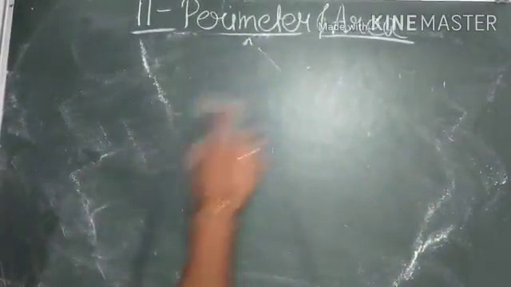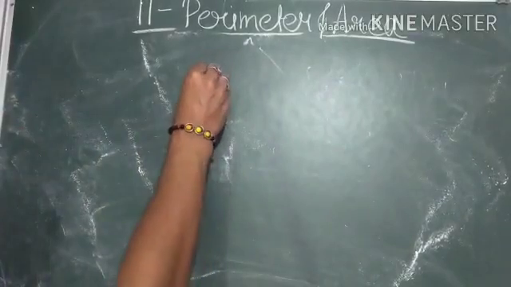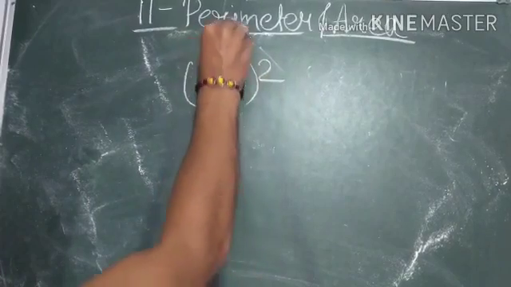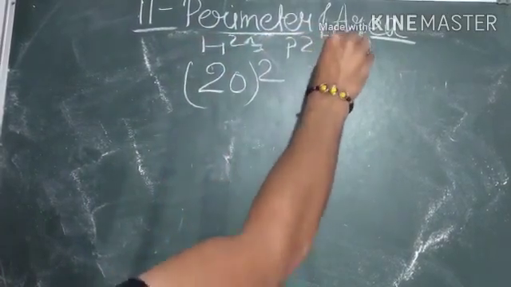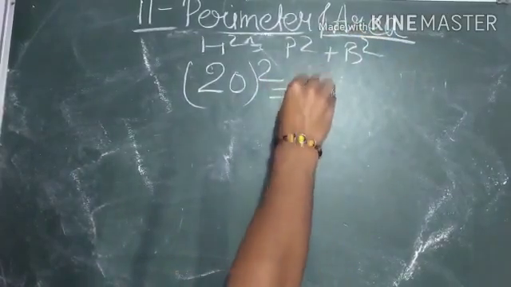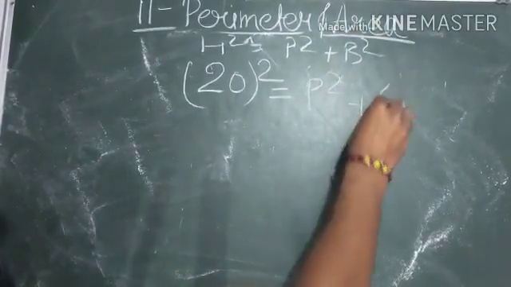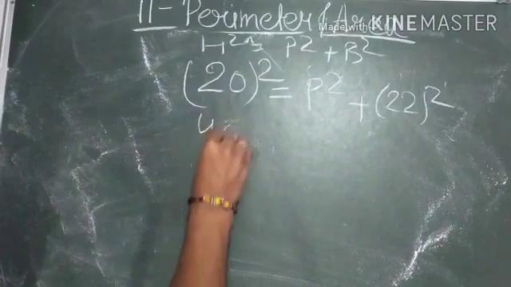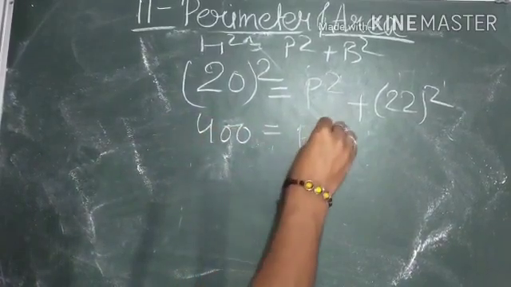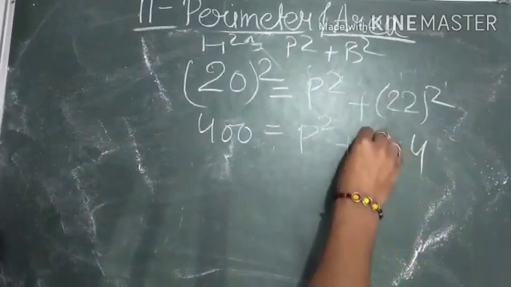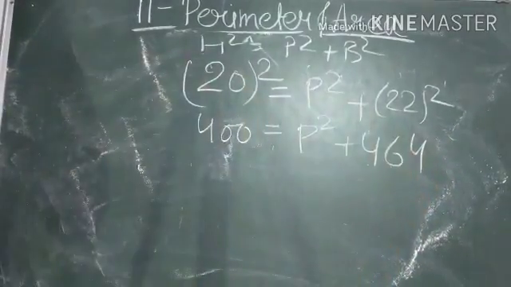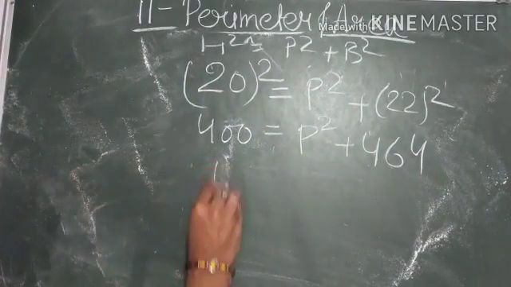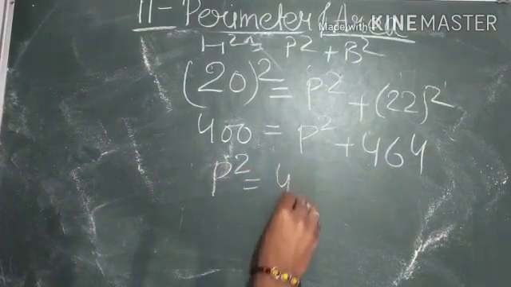Now as we have hypotenuse 20 centimeter square, that is hypotenuse square, equal to perpendicular square plus base square. So we have to find out the perpendicular, and the base was 22 centimeter square. So this is 400, square, perpendicular square, that is your 464. Now the perpendicular square is equal to 464.